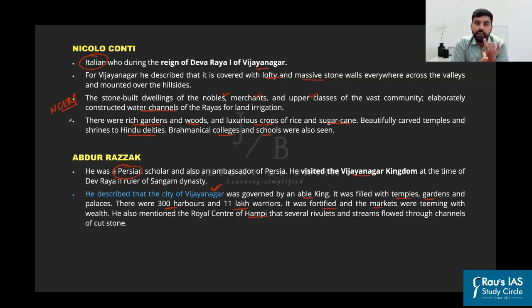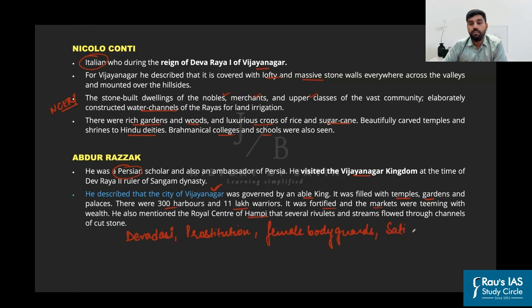They talk about the trade. They talk about the society. They talk about this Devdasi Pratha. It is not written over here. Devdasi system. Then the prostitution system, right? Then female bodyguards. This was asked by UPSC also. Female bodyguard system. Talks about the sati system, right? All these things have been talked about by these foreign travelers in their accounts.